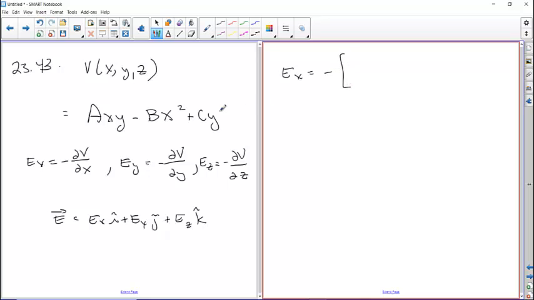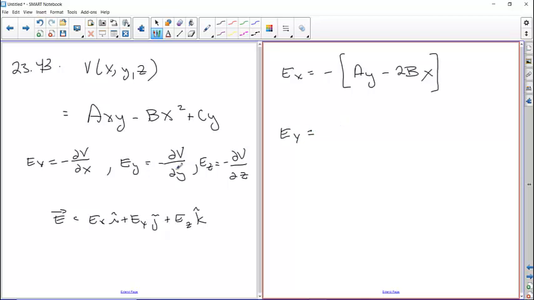is going to be negative. And so then we take the partial derivative. So y is a constant. So all we're doing is taking the derivative with respect to x. So we get ay here. The derivative of x with respect to x is 1. The derivative of x squared with respect to x is 2x, so we get negative 2bx. And the derivative of cy with respect to x is 0, because when we take the derivative with respect to x, y is treated as a constant, so this c times y is a constant. The derivative of a constant is 0.